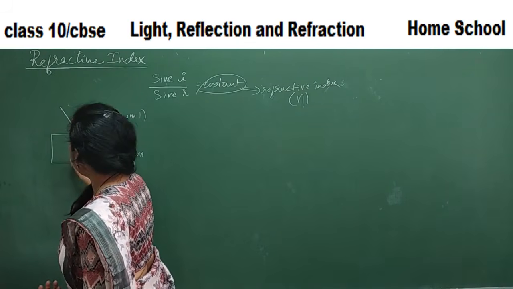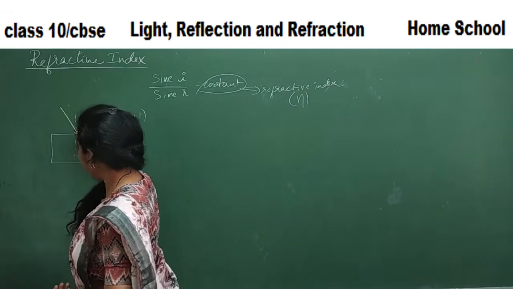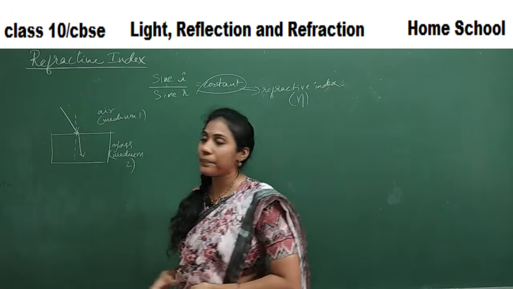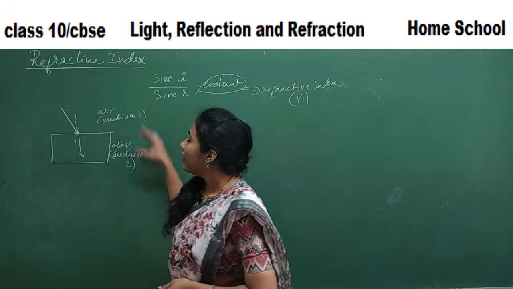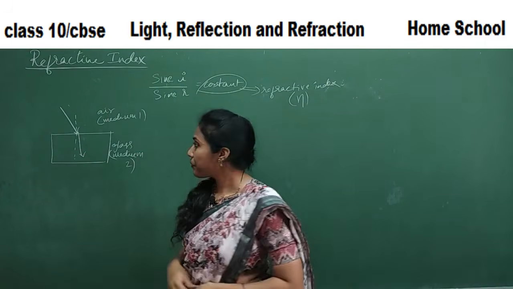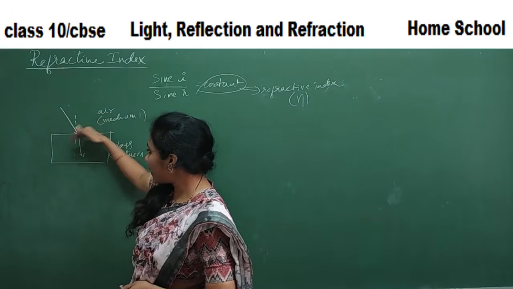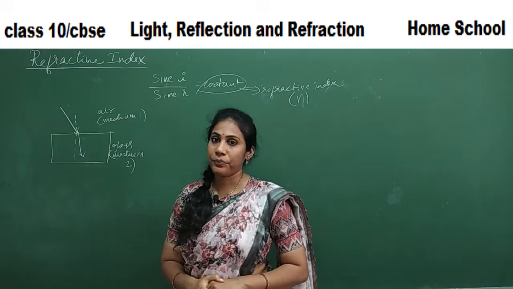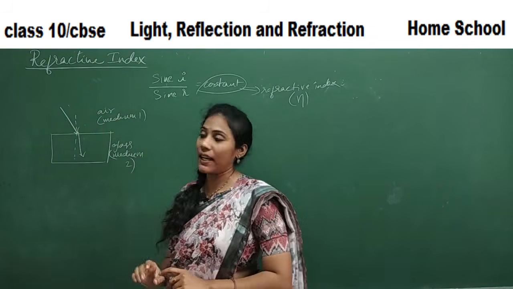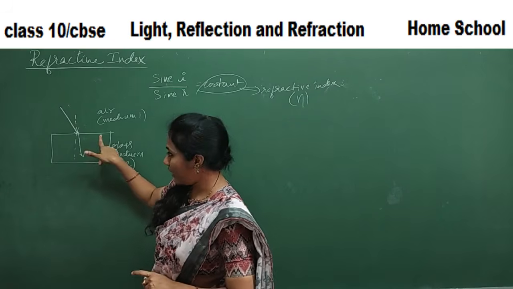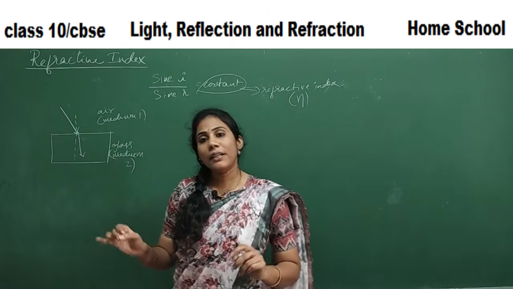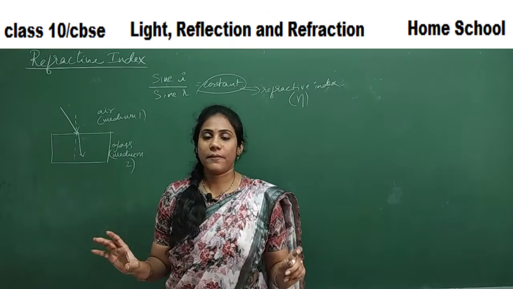So what happens normally? This particular ray bends towards the normal, right? So this is how you see the direction of the refracted ray. So what is happening here? Light is traveling from a rarer medium to a denser medium. So the refracted ray bends towards the normal. If light has to travel from a denser medium to a rarer medium, what will happen? The refracted ray moves away from the normal, isn't it? So this is a very fundamental concept. We all have studied this.